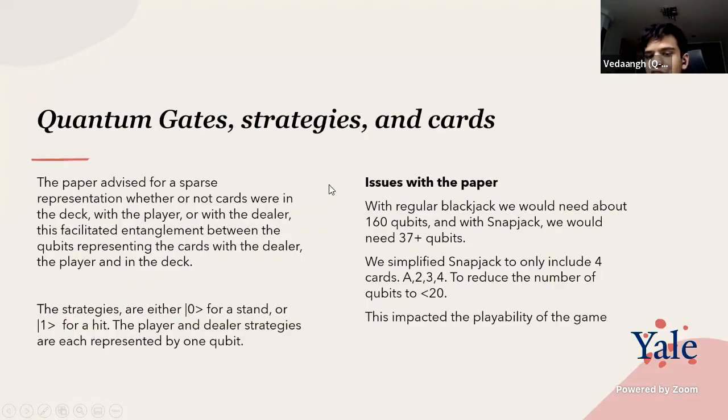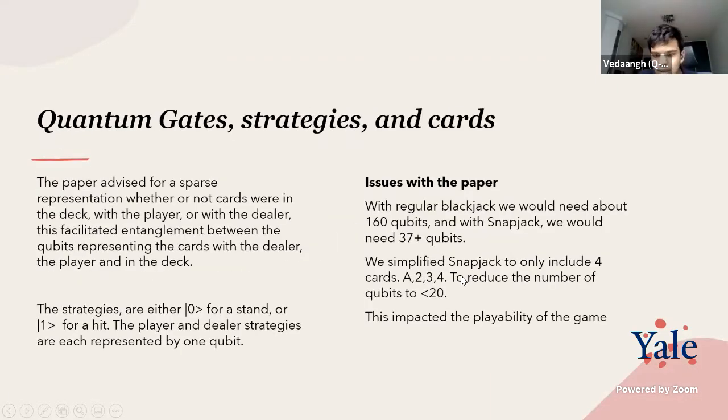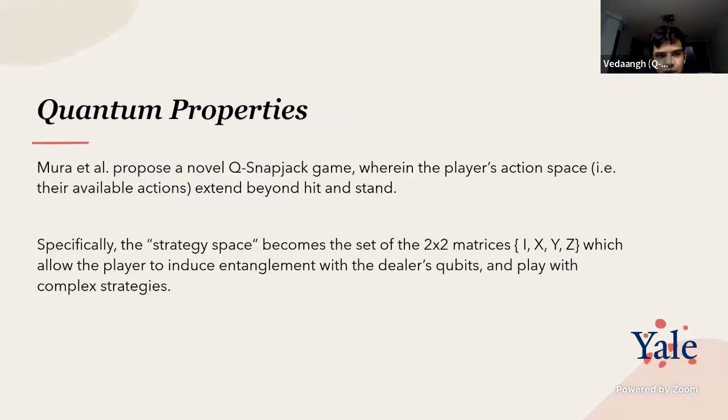But there were many issues. There were 37 plus qubits needed for their implementation. For regular blackjack, you need about 160. So we had to simplify it so that it would only use 4 cards, the ace, 2, 3, and 4, so that we would be able to reduce the number of qubits to less than 20. That made the game a bit less playable because suddenly you didn't have much of a game left, because you had to remove so many cards. So that was one of the key problems that we faced, just because of how many qubits this paper implemented it with.